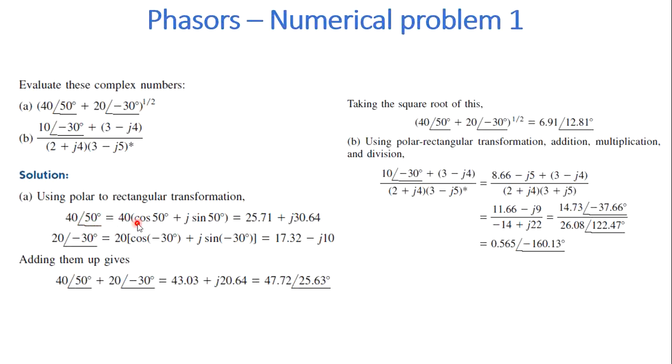Please note that to convert polar into a rectangular number, the polar form is r angle theta. If I am going to convert this r angle theta into x plus jy form, the formula is r cos theta plus j sin theta. Substitute the values of r and theta and find the number. That is the equivalent rectangular number. So this is polar to rectangular conversion.